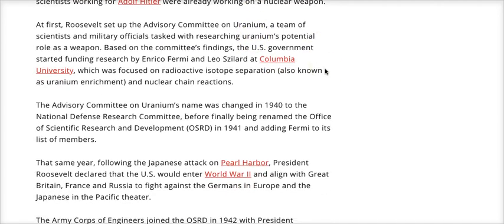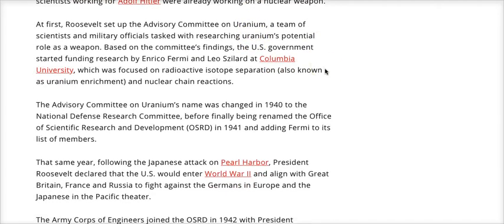Let's do this next one. At first, Roosevelt set up the Advisory Committee on Uranium, a team of scientists and military officials tasked with researching uranium's potential role as a weapon. Based on the committee's findings, the U.S. government started funding research by Enrico Fermi and Leo Szilard, that's how I would say that, at Columbia University, which was focused on radioactive isotope separation, also known as uranium enrichment, and nuclear chain reactions.